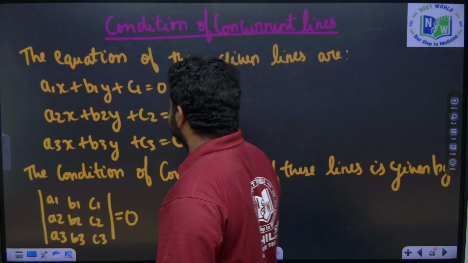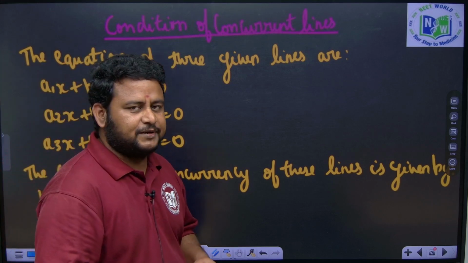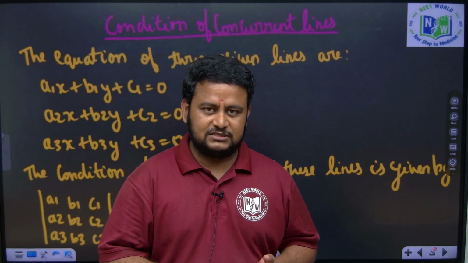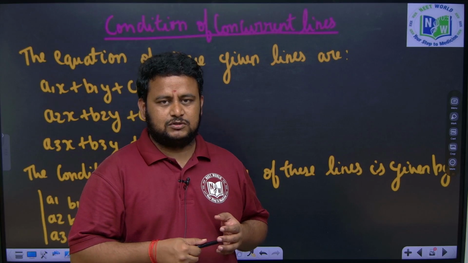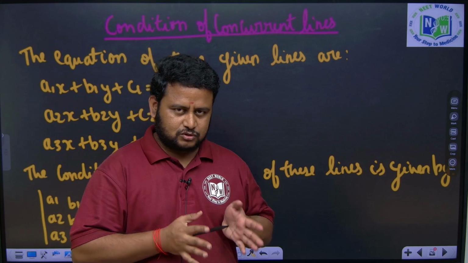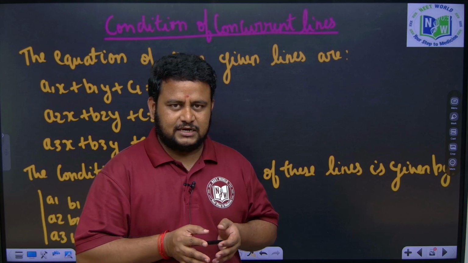Now, condition of concurrent lines. We will discuss this topic in the next class, in tomorrow's class. In today's class we learnt the concept of angle between two lines and also the slopes pertaining to perpendicular lines, slopes of parallel lines, and all these things. I hope it was useful.